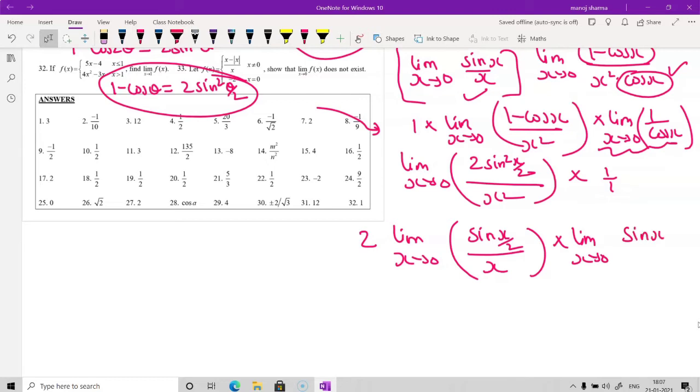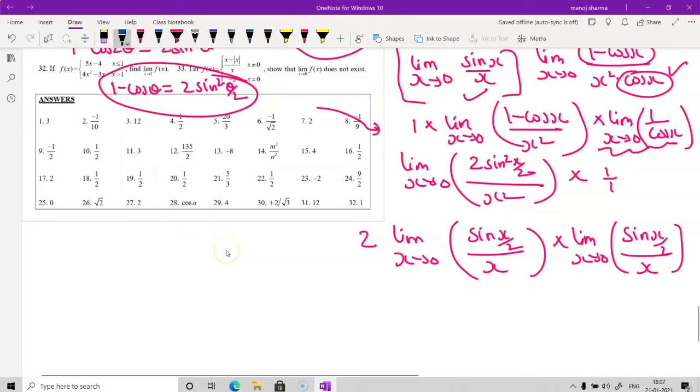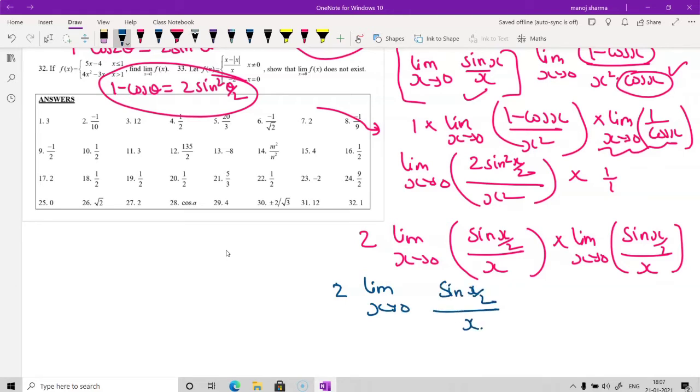Although there is no need for these kinds of simplifications, again this gives us good confidence that we can break higher level questions into lower level questions. Easy to understand, easy to apply the concept. Now it is 2 into limit x tends to 0, sin x by 2. The angle I cannot change, but this denominator I can change. I can multiply by 2. Similarly, limit x tends to 0, 2 sin x by 2, same x by 2.